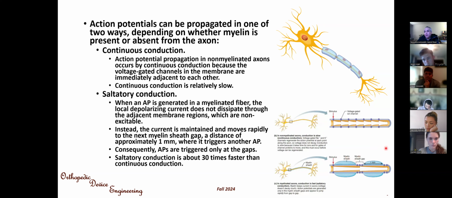1 millimeter by 1 millimeter. Instead of one molecule by one molecule, it travels 1 millimeter by 1 millimeter. And since this jumping is very fast, the saltatory conduction in myelinated axons is very fast. And that is why when you are driving even very fast, when you see something in front of your car, your reaction time is enough to push the brake and stop the car.